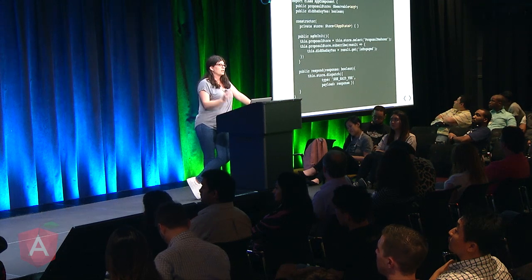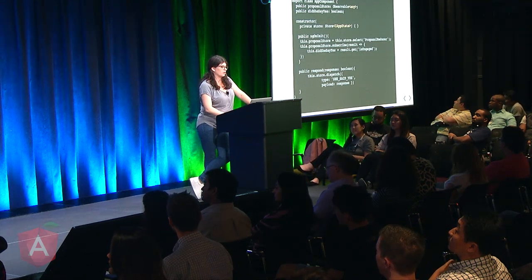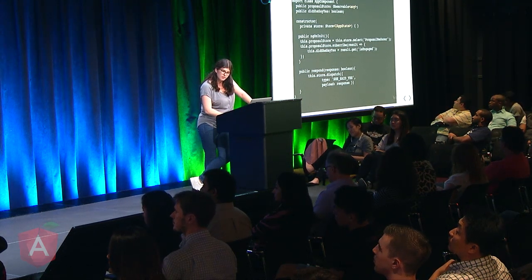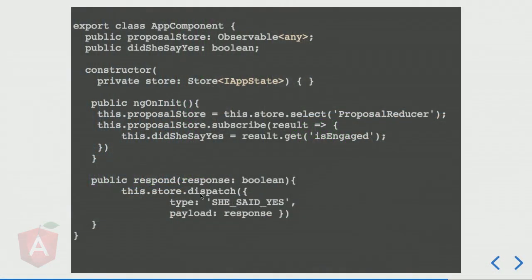You'll also maybe have a button that, when you click it, we're going to call this respond method, which will dispatch an action to the reducers, to the store. In reality, you'd probably want to put this in a service of some sort, but for now, we're just going to leave it here. And as you can see, the action has a type, SHE_SAID_YES, which matches what we did in the switch statement. And the payload will be the response, which in our case is going to be true because she said yes.